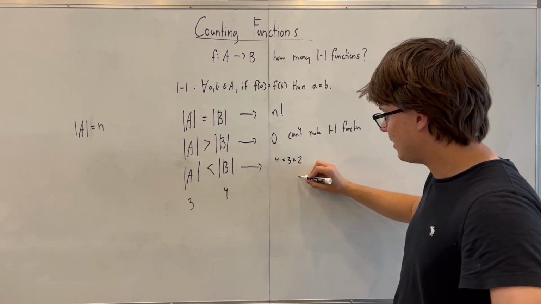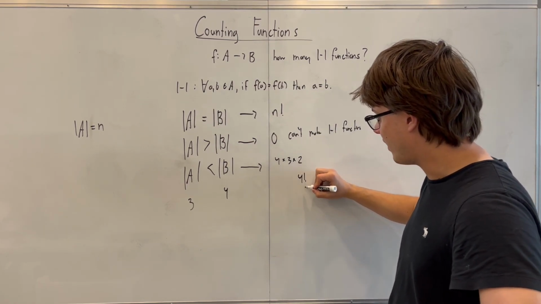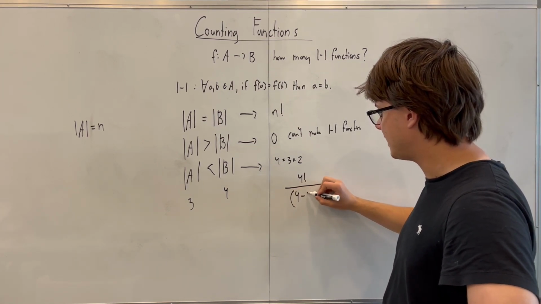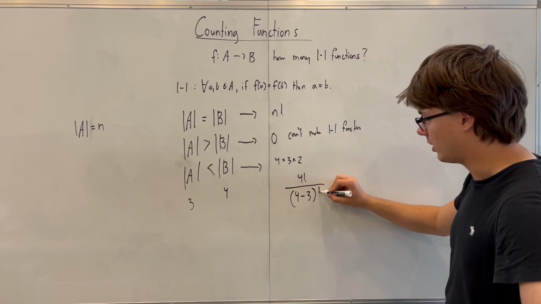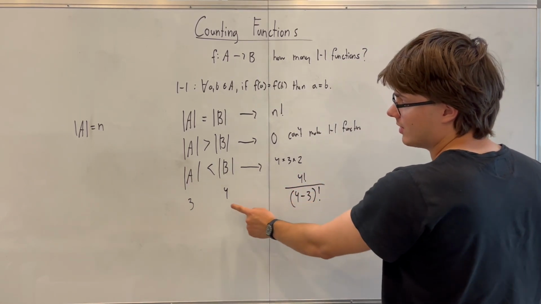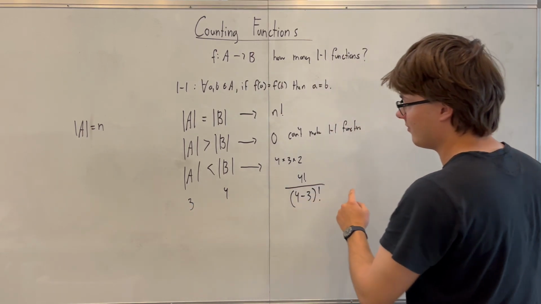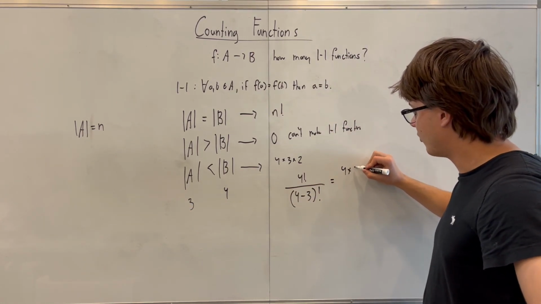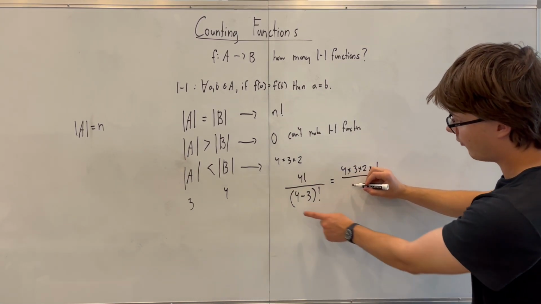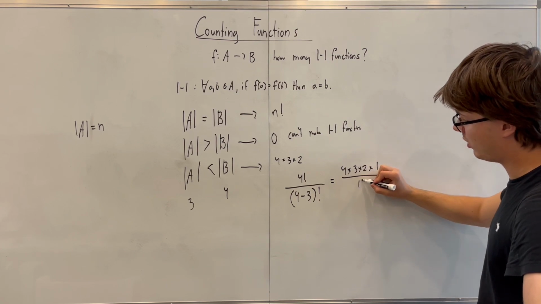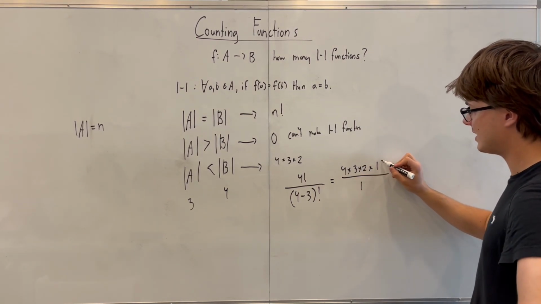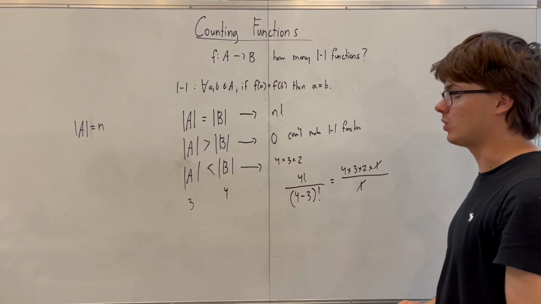We're going to see that it's going to be 4 factorial over 4 minus 3 factorial. It's going to be the size of B factorial, divided by the difference in the size of B and A, factorial. So this is going to equal 4 times 3 times 2 times 1 over 4 minus 3, which is 1. So that's just going to be 1 factorial. 1 factorial is the same as saying just 1. So the 1's cancel, and we get 4 times 3 times 2.